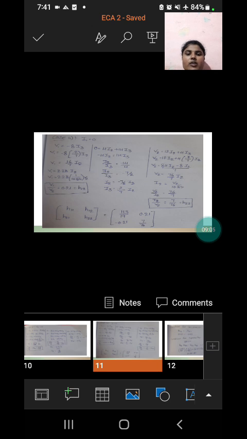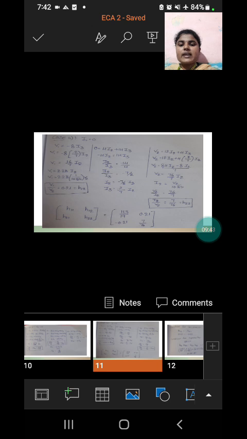v2 equals 12 i2 plus 4 i3, where i3 is written as minus 2 by 7 i2. 12 times 7 is 84, so 84 i2 minus 4 times 2 is 8, minus 8 i2, all by 7. 84 minus 8 is 76. So v2 equals 76 by 7 i2. v2 by i2 equals 76 by 7, so i2 by v2 equals 7 by 76. We consider this as h22.